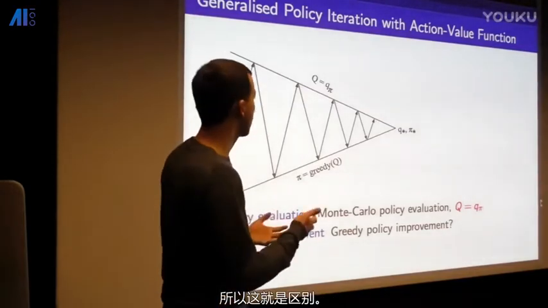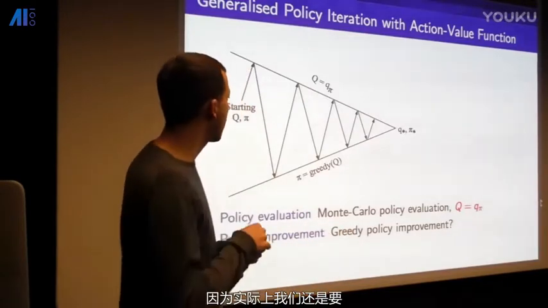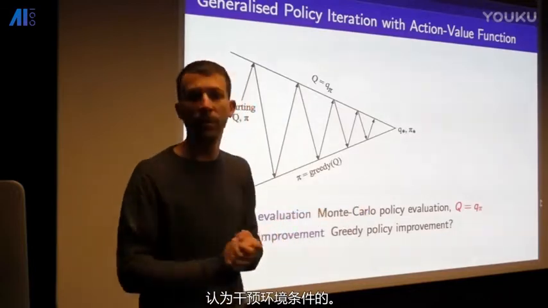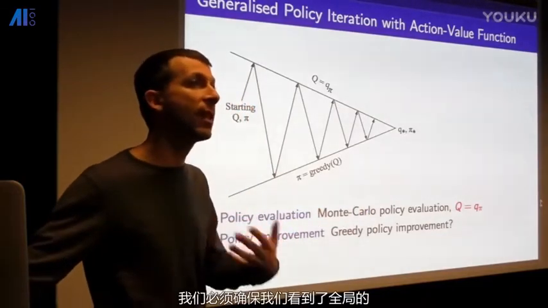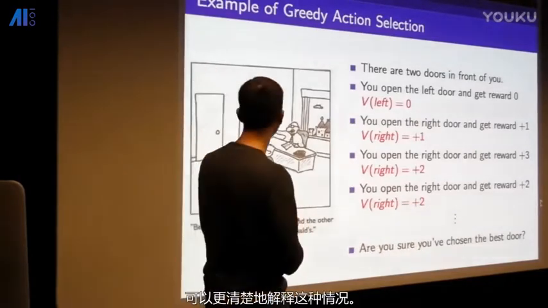So that's the distinction. Now that we're running things, we're not doing these full sweeps that we were seeing in dynamic programming. We're running things by actually interacting with the environment. So we need to make sure that we continue to see everything. So here's an example to make that a bit clearer.